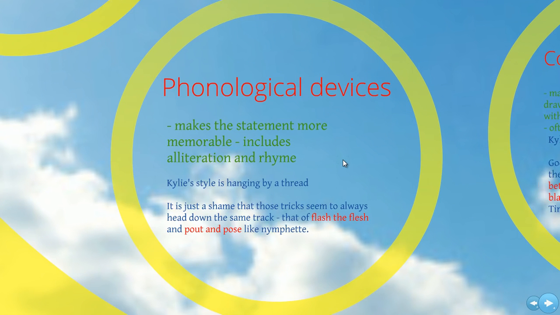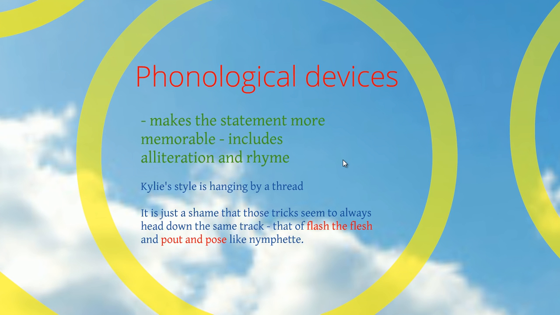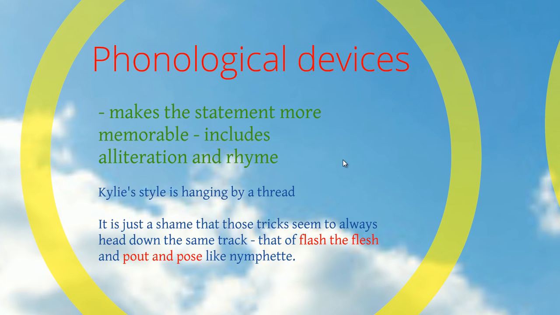Phonological devices. Now these are just worth a mention. Sometimes it's quite hard to get a lot of mileage out of describing these. They simply make the statement more memorable, and they're sound devices. That's what phonological means. So alliteration, the repetition of the same sound in several words close to each other, or rhyme. Okay, so we have alliteration here, flash the flesh, and pout and pose.